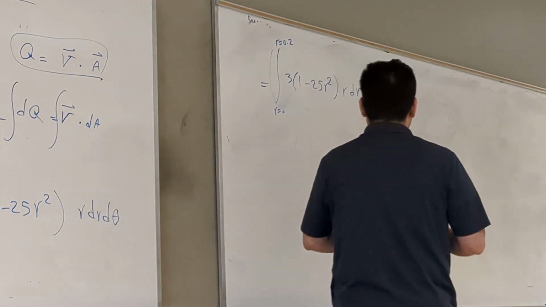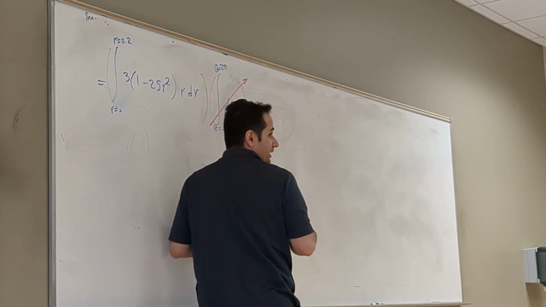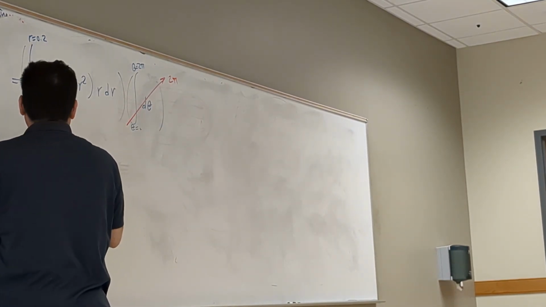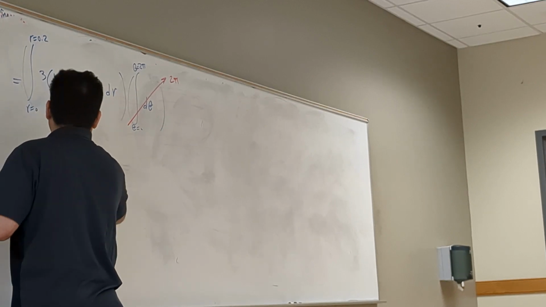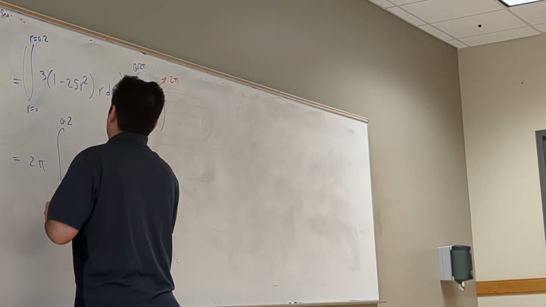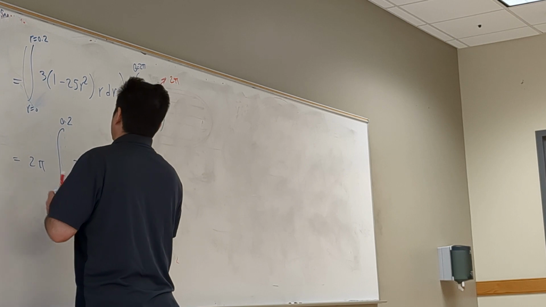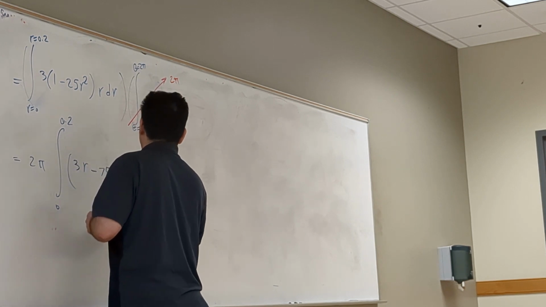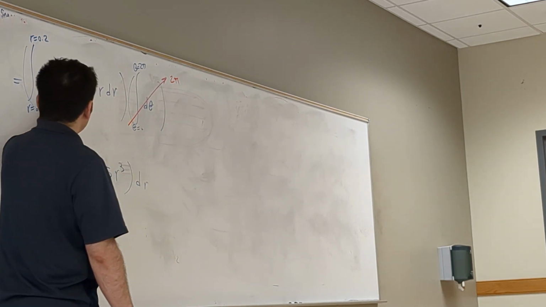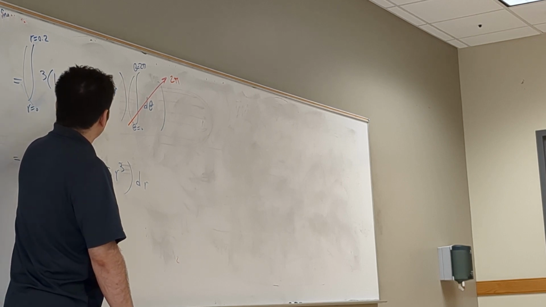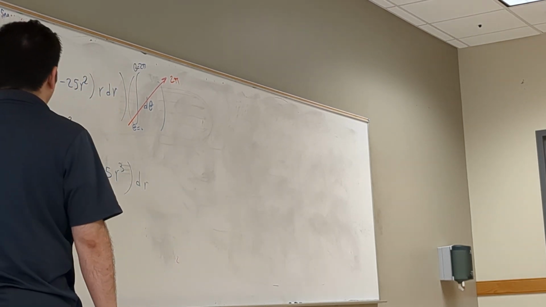So what do I get for this integral? This one is just 2 pi. So in fact, you could put it in front and say the result is just 2 pi times the integral from 0 to 0.2 of (3r minus 75 r cubed) dr. What I did was multiply 3 and then bring r in, so 3r, and then minus 3 times 25, 75 r cubed, from 0 to 0.2.